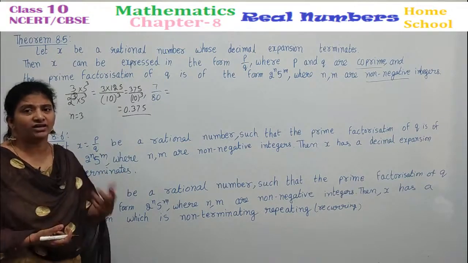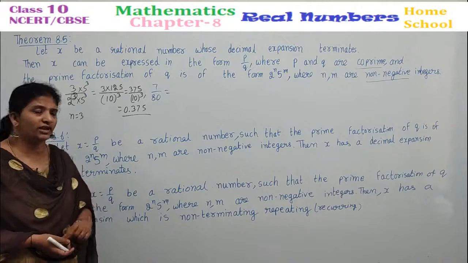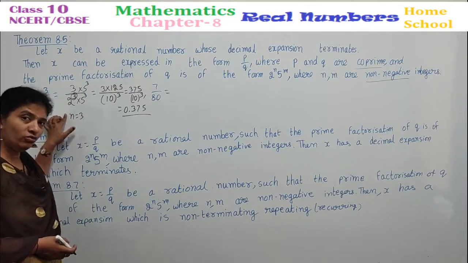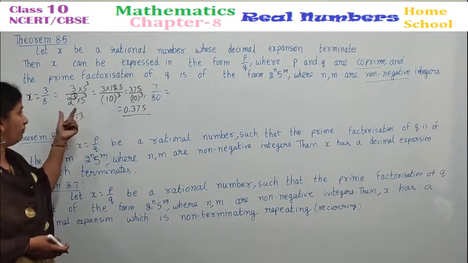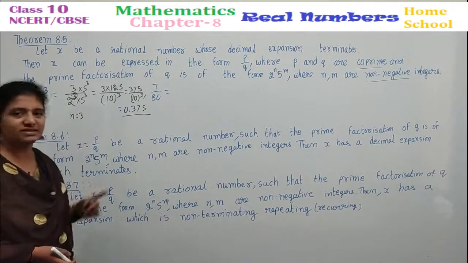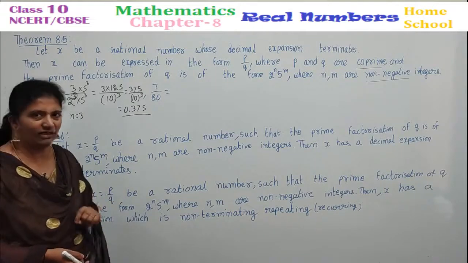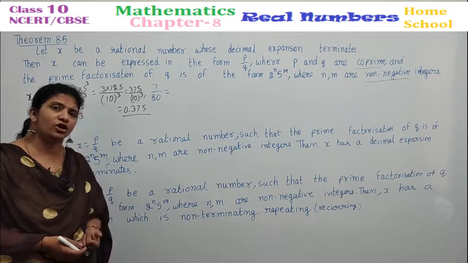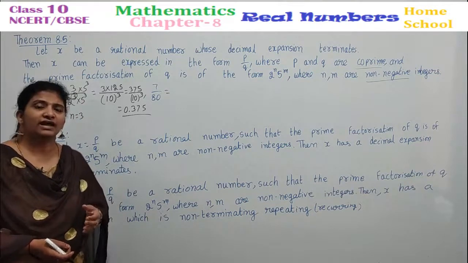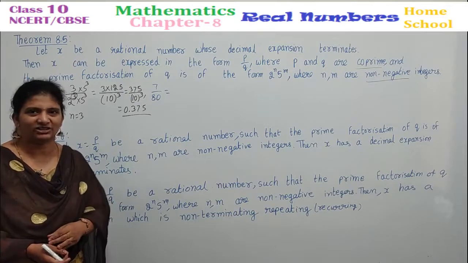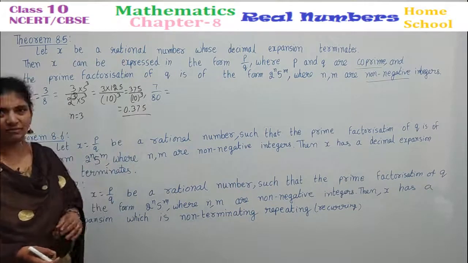How can we identify whether it is terminating or non-terminating? Observe here, if in the denominator either 2 or 5 or both are there, then for that type of rational number, its decimal expansion will be terminating. Other than 2 or 5, if any other number is there in the denominator, directly you can say that it is a non-terminating decimal expansion. Okay, let's see one more example here.